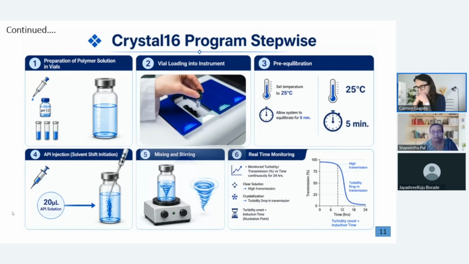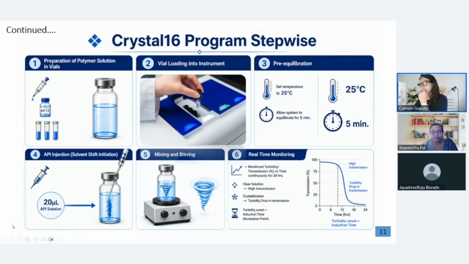So initially, you can see in the graph, when the solution is clear, the instrument records a high transmission value. As the system reaches supersaturation and nucleation begins, particles start forming, which leads to an increase in turbidity and a corresponding drop in the transmission. This change is captured as a function of time, allowing identification of the exact point where turbidity starts, known as the induction time, or the nucleation point.